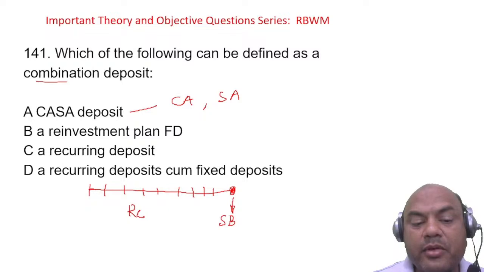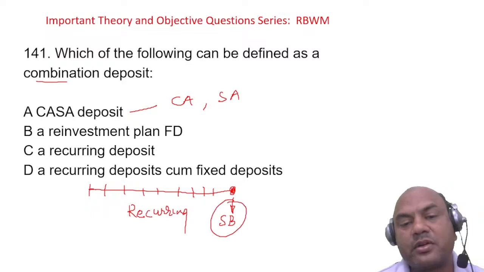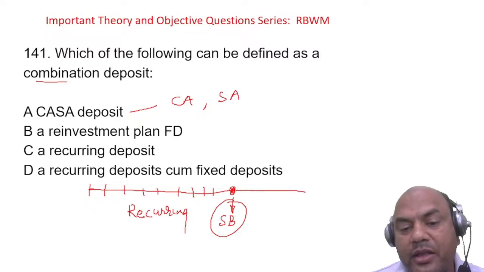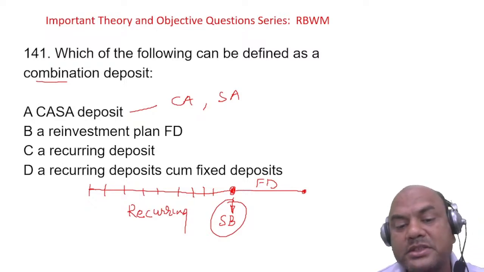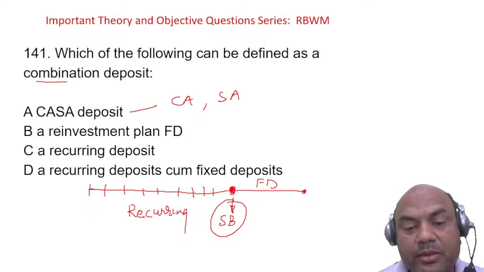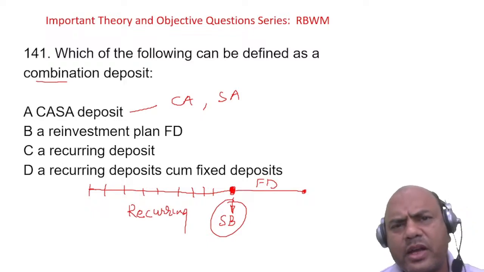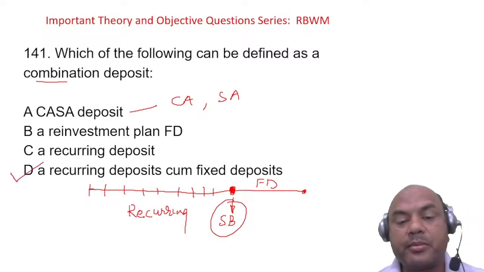But what is recurring cum FD? Recurring cum FD means on maturity, this amount won't be transferred to my savings account. This amount will be made as an FD for the future, 1 year, 2 years, whatever the years are. So this is added, combined with this recurring deposit. This is known as recurring deposit cum FD. Otherwise, in a normal recurring deposit, the maturity comes and the amount is transferred to savings account. But here, it is continued as an FD at whatever rate is applicable at that time. So this is known as a combination deposit, recurring deposit cum FD.